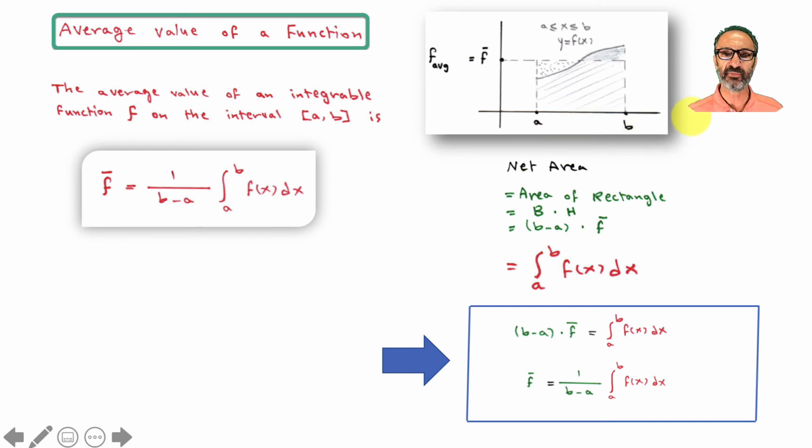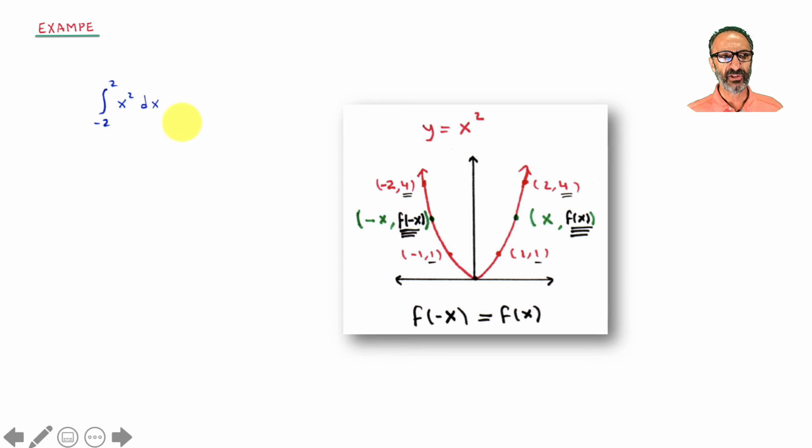Alright, let's move on. We have x to the second, and we're going to go from -2 to 2. That means this area right here, and this area right here. This is just to remind you what's going on with even functions. And we're starting with examples.